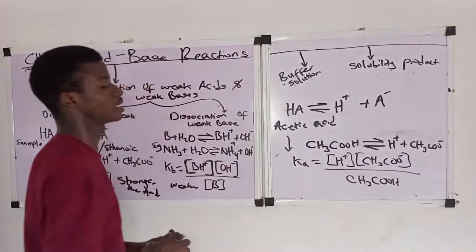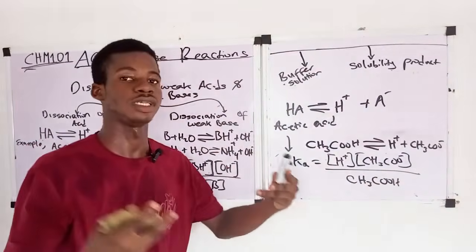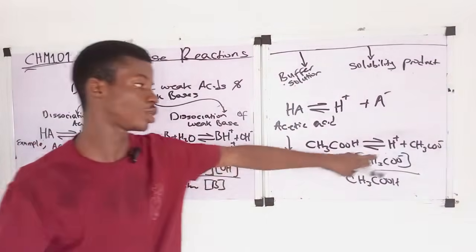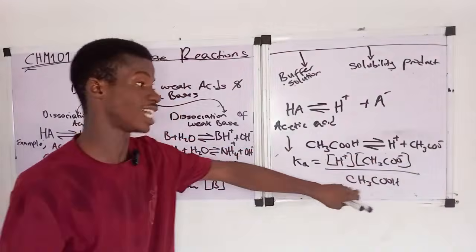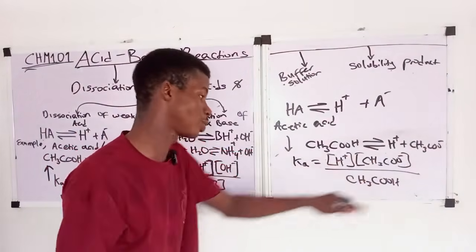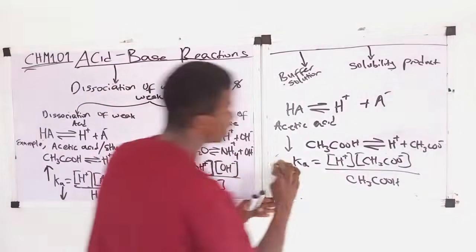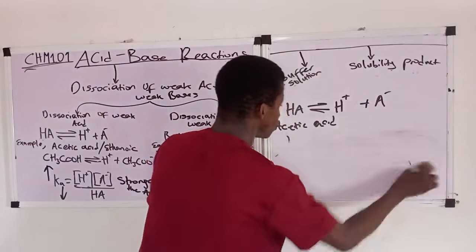CH3COOH. Okay, so this is how to look for the Ka of ethanoic acid. The product will usually be on top, the reactant usually on the bottom. Now what about the dissociation of a weak base? Still the same thing. Dissociation of a weak base.